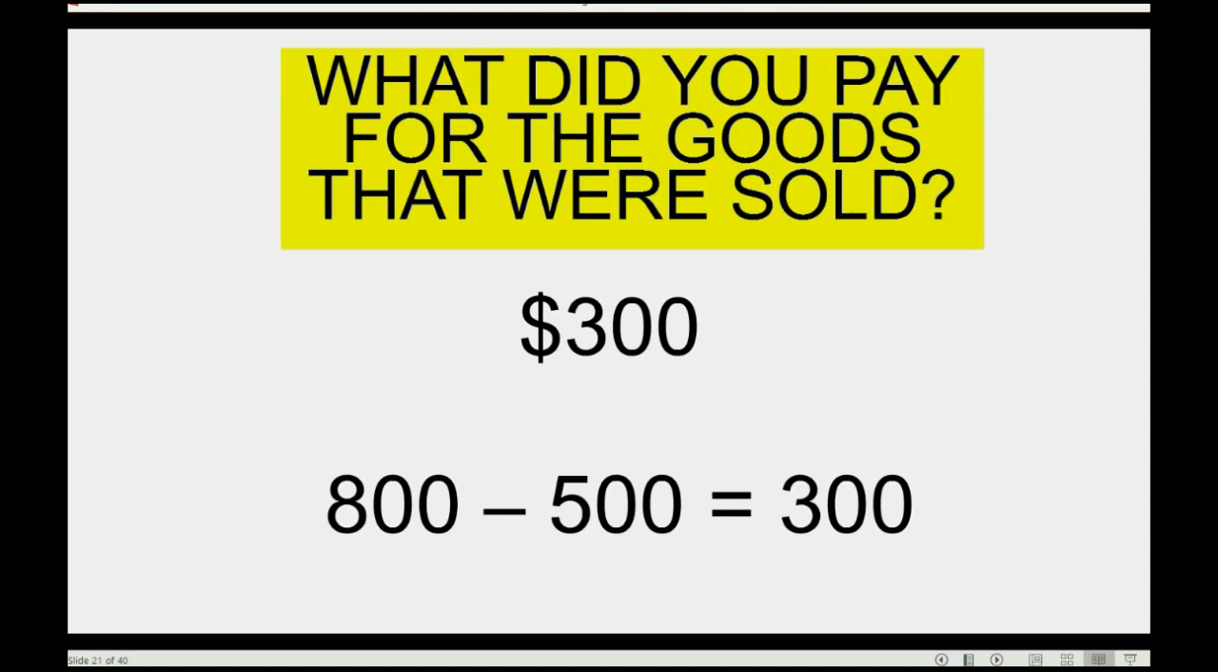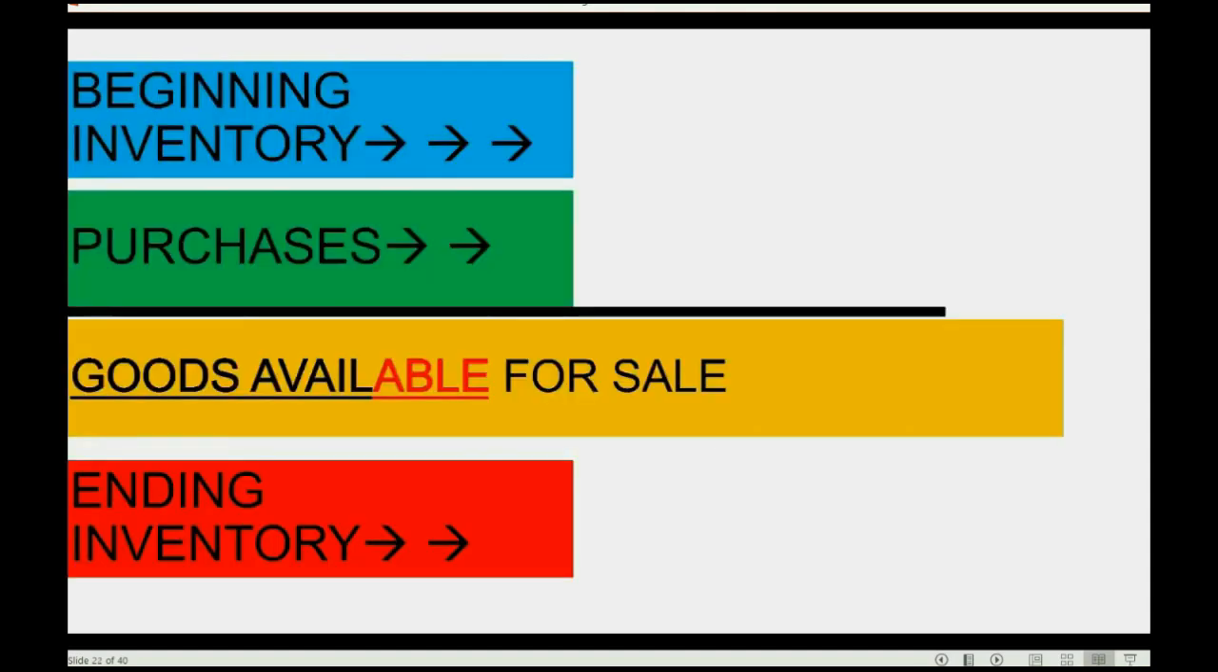That was the goods available for sale. 500 is what we did not sell. That was the ending inventory. So logically, we sold $300 worth of merchandise, and 300 is the cost of goods sold. Now let's do another example with the proper words.